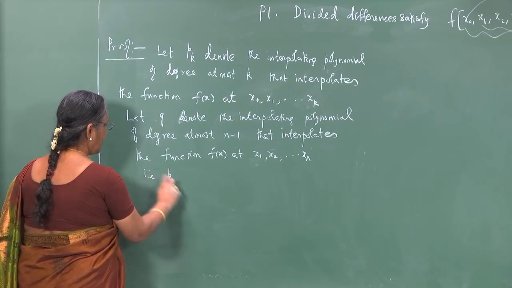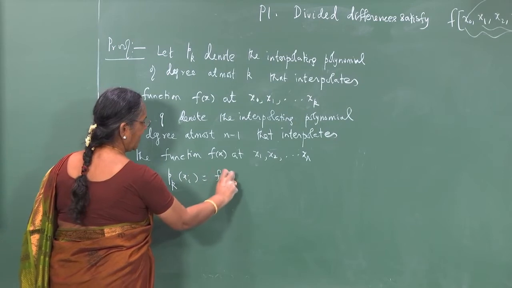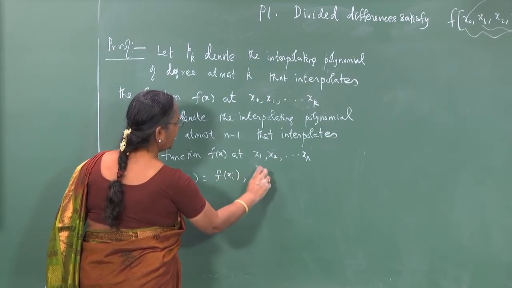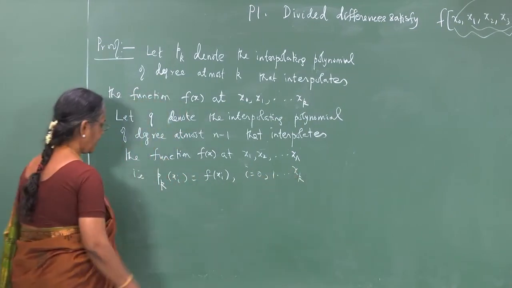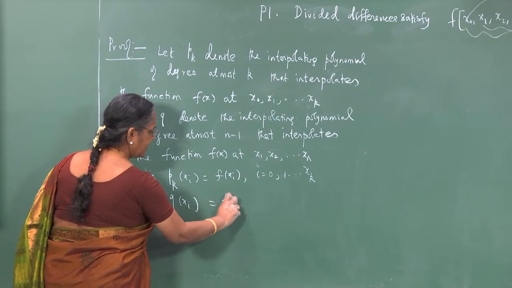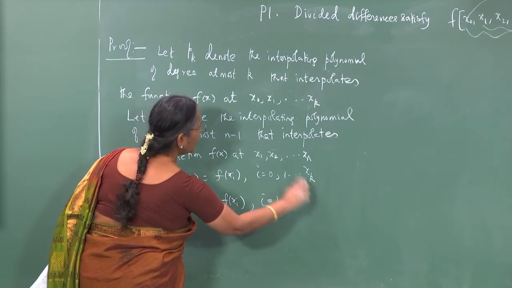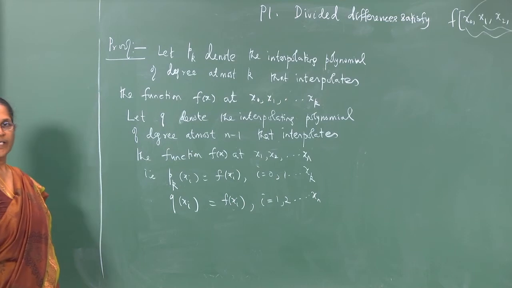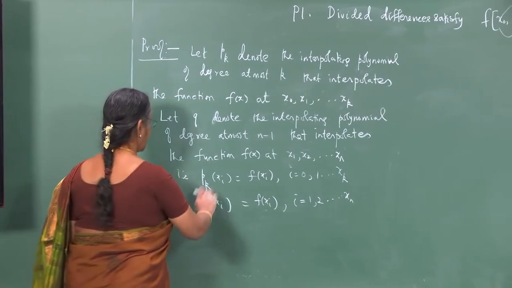What does Pk do? Pk at xi is f of xi for i equal to 0, 1, 2, 3 up to k. And what about q? q at xi is f of xi for i equal to 1, 2, 3 up to n. That is how we have denoted the interpolating polynomials.